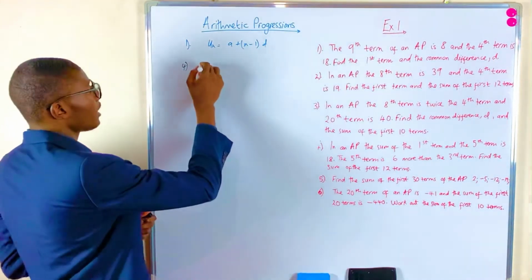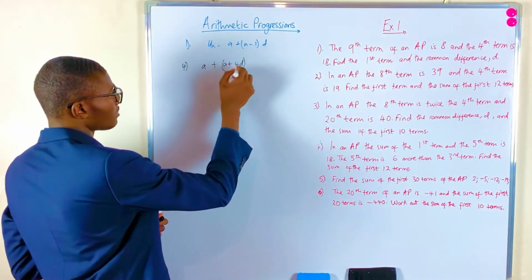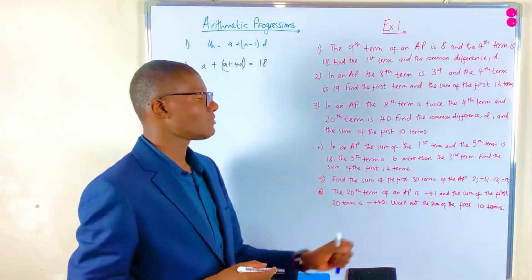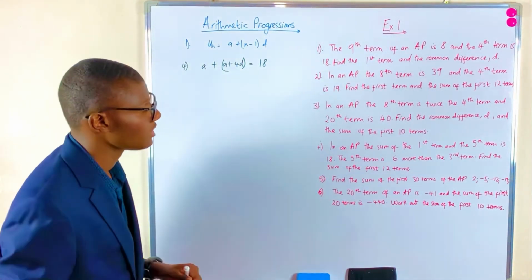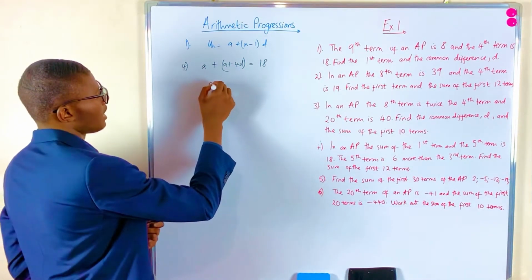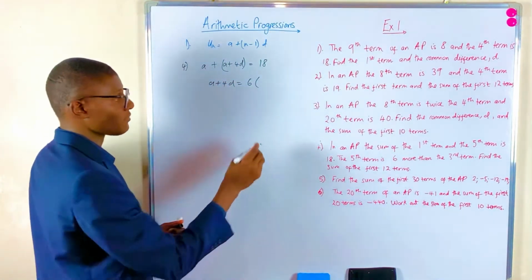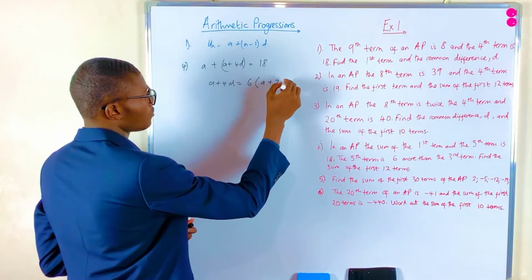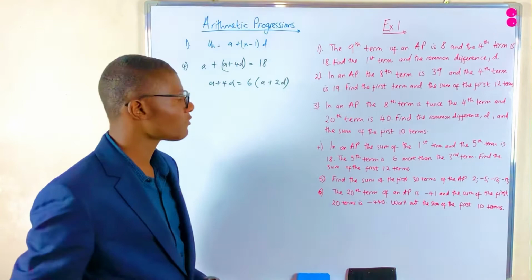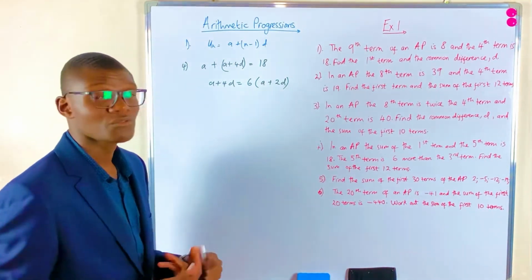So we're saying a being the first term plus a plus 4d being the fifth term, this is equal to 18. And the fifth term is 6 more than the third term. So u5, which we can write as a plus 4d, is 6 more than the third term. The third term being a plus 2d, from this general formula for finding any term of an arithmetic progression. So now we're required to find the sum of the first 12 terms.